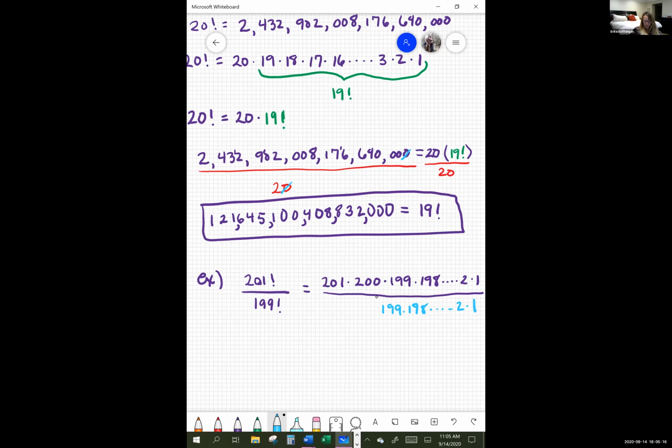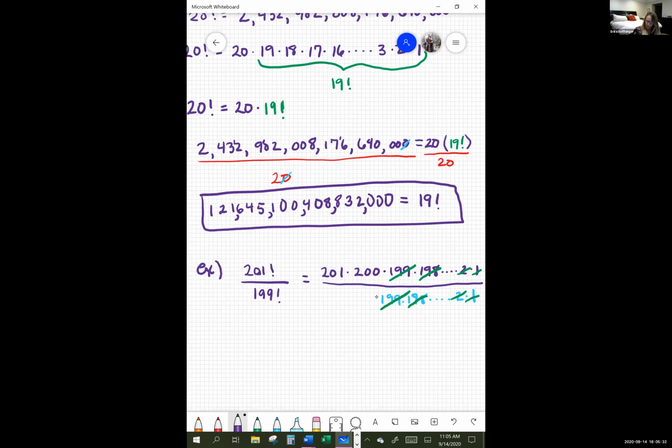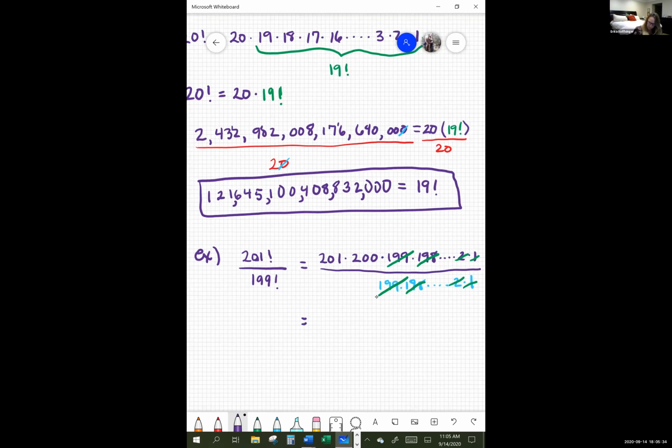Strictly multiplication in between, we can cancel like factors. So 199 they have in common, 198, 197, all the way down until they get to 1. So technically, 201 factorial divided by 199 factorial is just equal to 201 times 200. So if I just add the zeros for my 200 and then multiply 2 times 201, that would give me my number: 40,200.